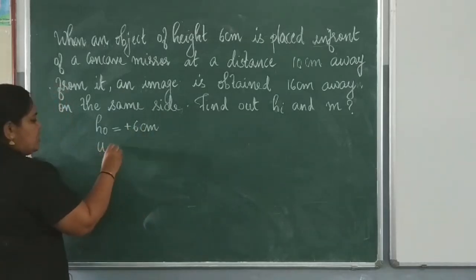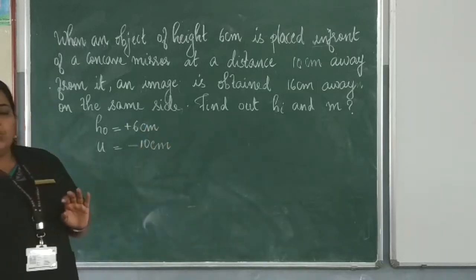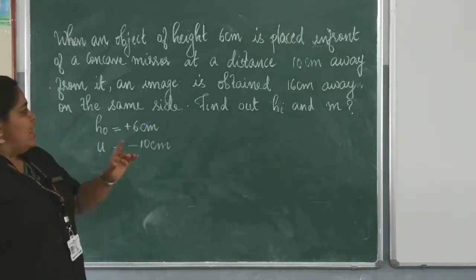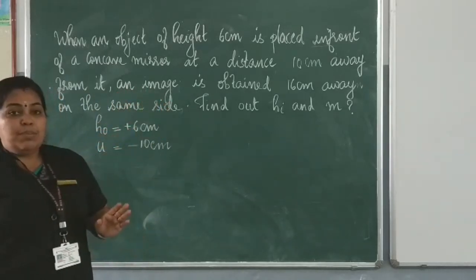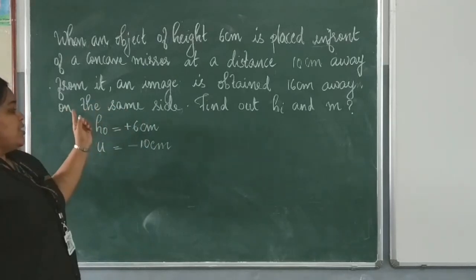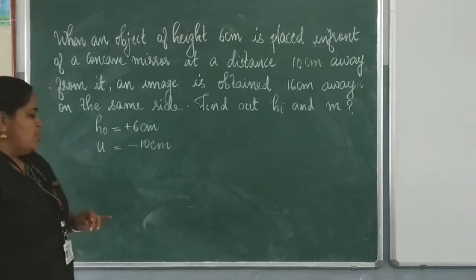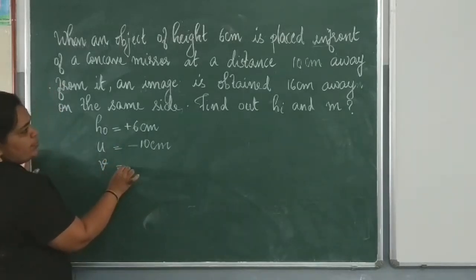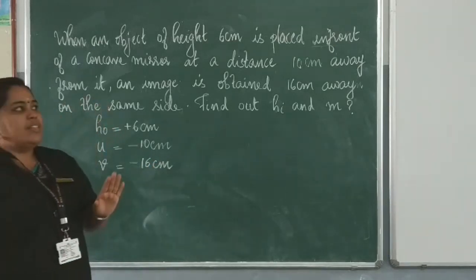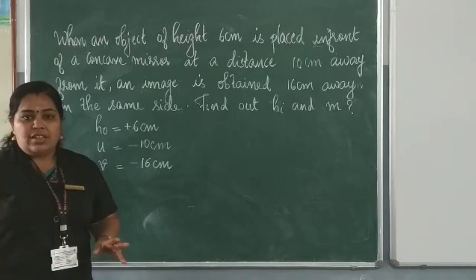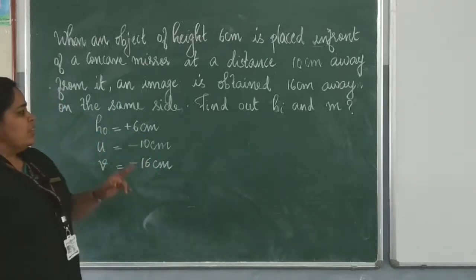So u is equal to minus 10 centimeter. An image is obtained at 16 centimeter on the same side. On the same side means this is a real image, isn't it? So we can write v is equal to minus 16 centimeter, because from this itself it is understood it is a concave mirror. So for a concave mirror, u, v, f, everything will be negative, isn't it?